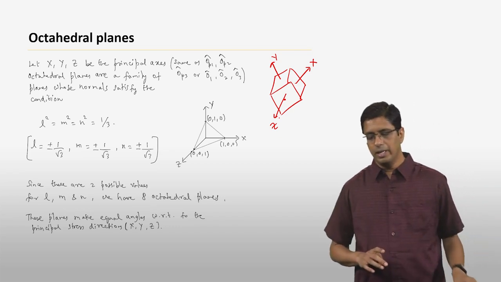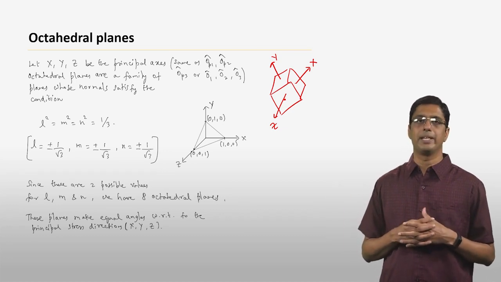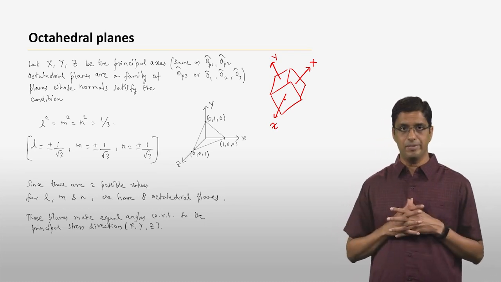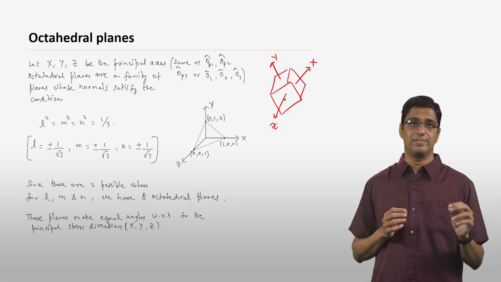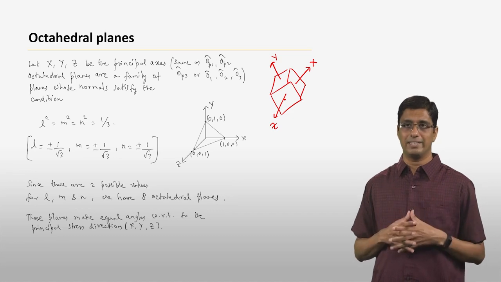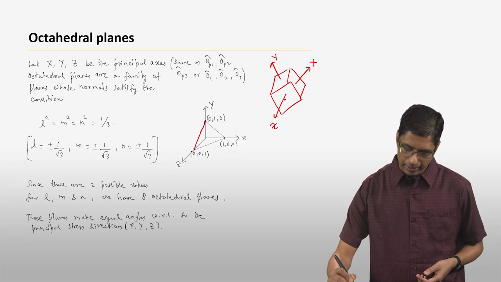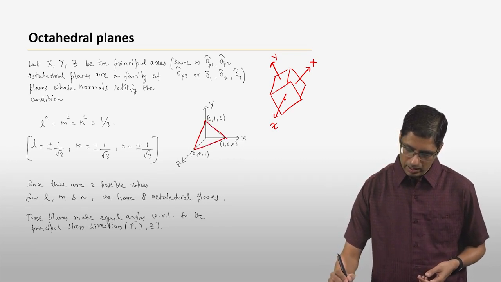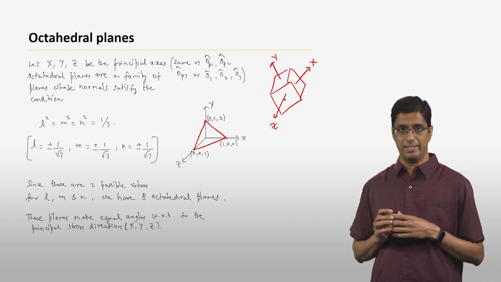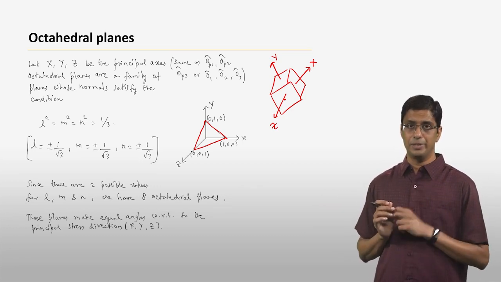So if you know what the x, y, and z directions are, essentially what the principal directions are at that particular point, then you can define a family of planes whose normal satisfies the condition that l squared plus m squared plus n squared equals 1 over 3. What does that actually mean? It essentially means this is a plane that goes through the points (0, 0, 1), (0, 1, 0), and (1, 0, 0). So these planes intersect the x, y, and z axes, which are the principal directions, at unity.